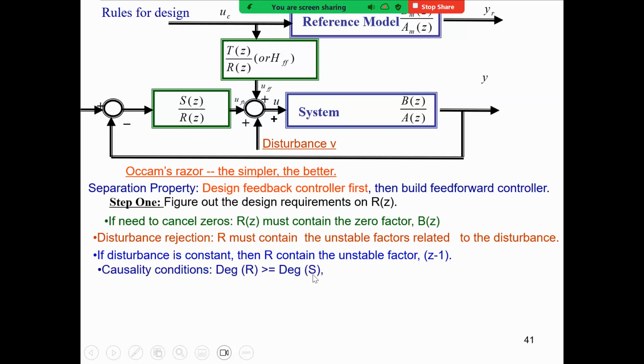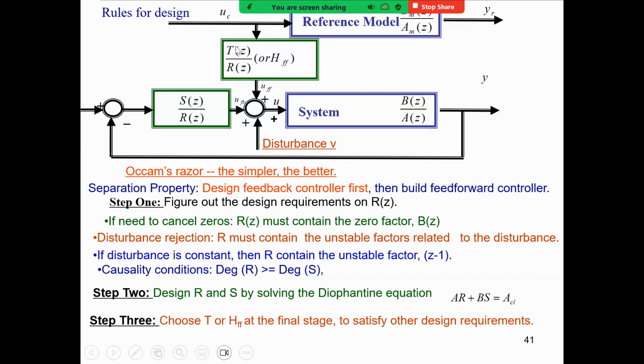Then there is a causality condition. The degree of R has to be bigger than or equal to that of S, but we don't require the same causality condition on this feedforward path because we assume that we know the command signal in the future. Step two, once you know the design requirement of R, then you go ahead and solve this Diophantine equation. In this way, you just plug in the expressions of your R and S. You have to figure out the coefficients of this polynomial, so you compare those two polynomials and get a set of equations.